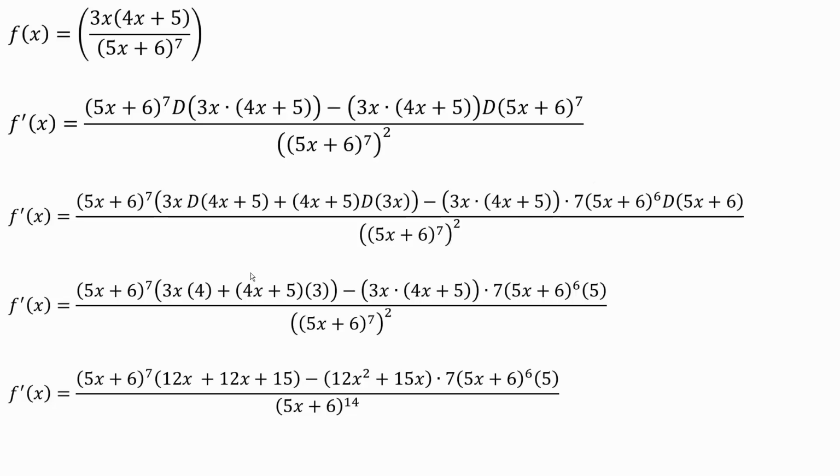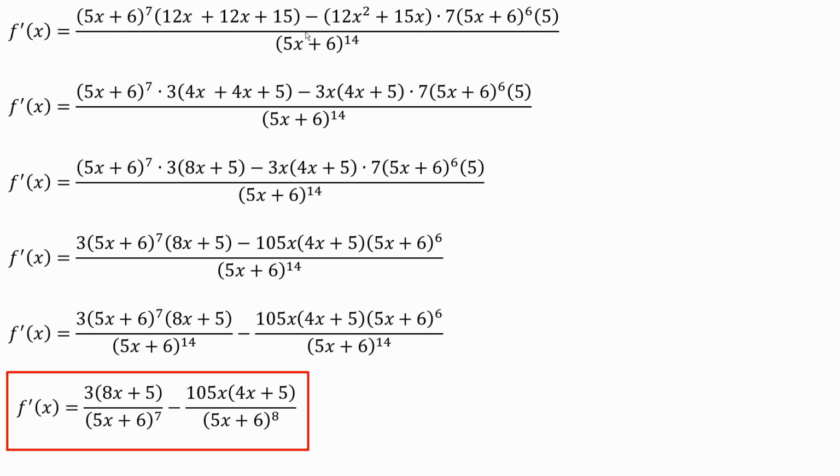So next we take the derivative. So derivative of 4x plus 5 is 4, the derivative of 3x is 3, the derivative of 5x plus 6 is 5. So next we can expand. So 3x times 4 is 12x, 4x times 3 is 12x, 5 times 3 is 15. Then here, 3x times 4x is 12x squared, 3x times 5 is 15x, and now we'll go to another page.